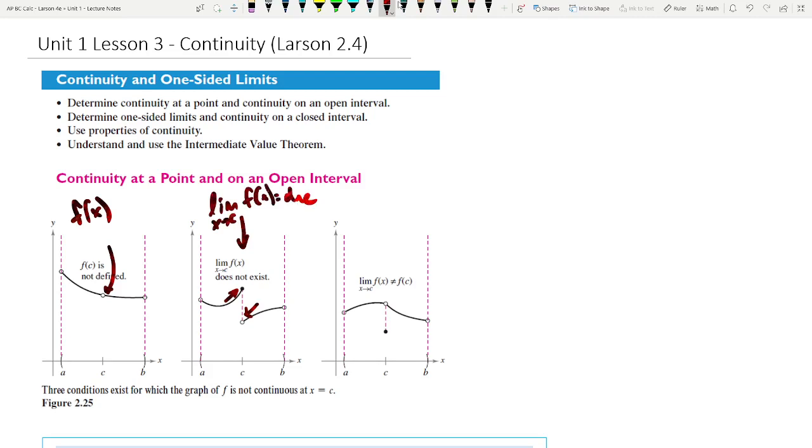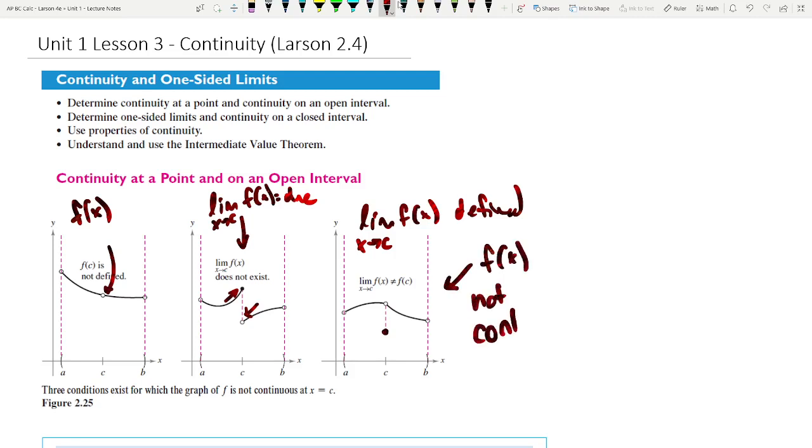And here we do have that our function is defined. f of C does exist, and we do have that the limit as x approaches C of f of x is defined. It does exist, but since those numbers are not the same, our function f of x is not continuous. So in all of these, f of x is not continuous, but the reasons are different. Here, we don't have our function defined at the location C. Here, we don't have our limit defined at our location C, because our limit from the left and the right are different. And here, we have our limit and we have our function defined, but those numbers are not the same. Therefore, our function is not continuous.